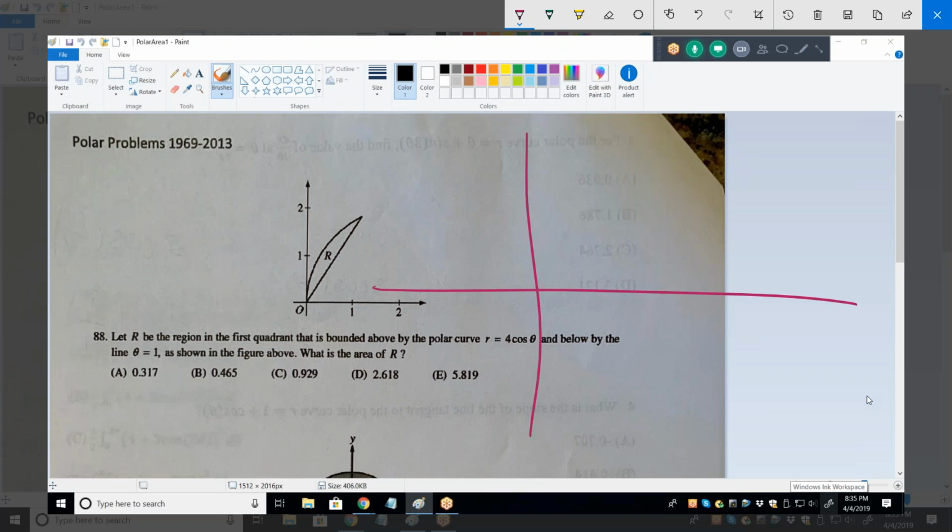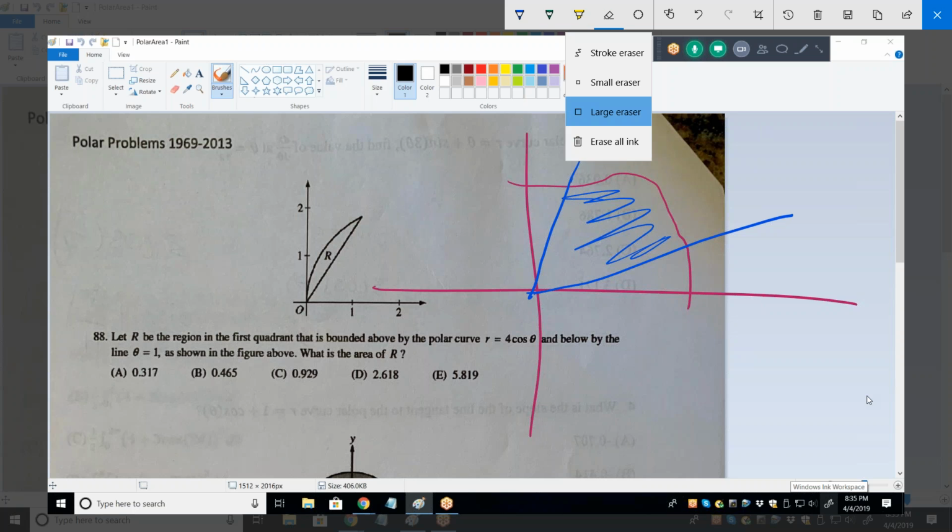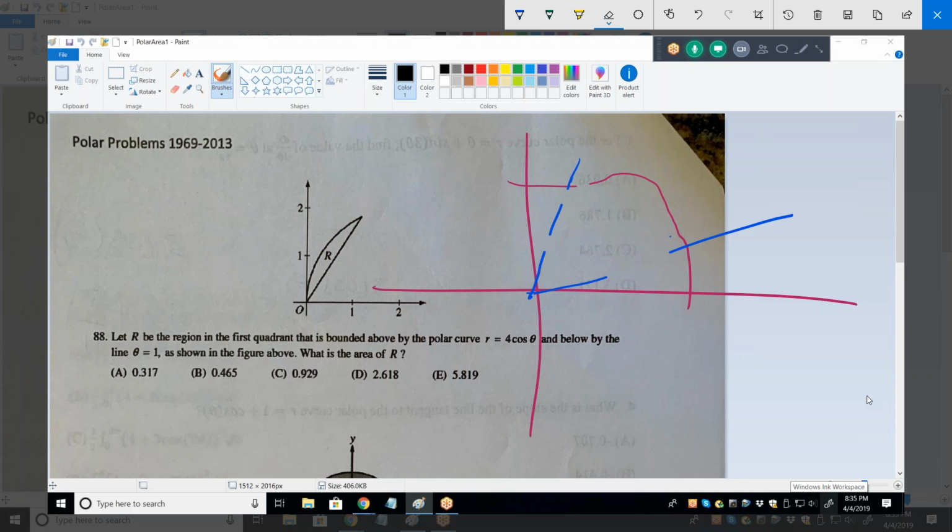But when you have a polar curve and you want the area between that line and that line, in other words, you want all this area in here, the way you do it isn't with rectangles, it's with sectors.